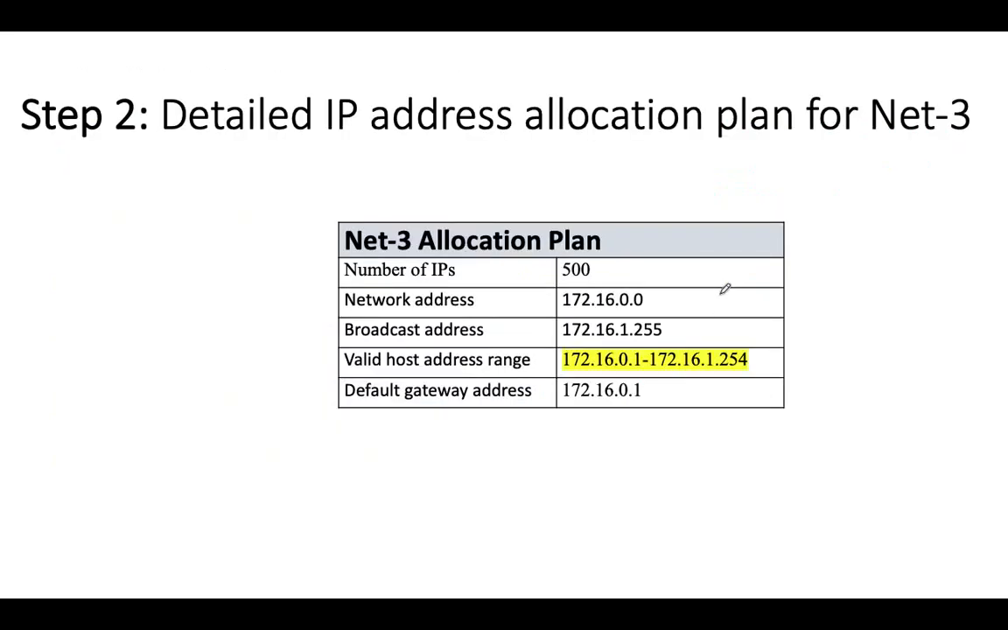This is the network ID, the broadcast, the valid hosts from 0.1 until 1.254, and 172.16 as it is. And the gateway, this is the first IP usually. The first IP we prefer, by the way. It doesn't have to be. The gateway doesn't have to be the first IP, but we prefer in our configuration to be the first IP.